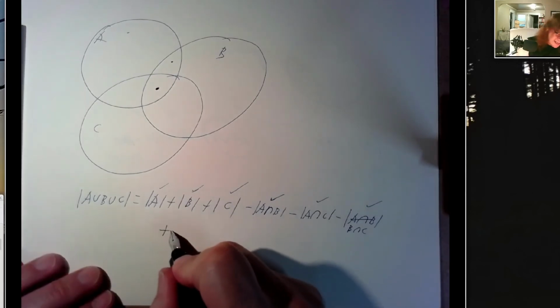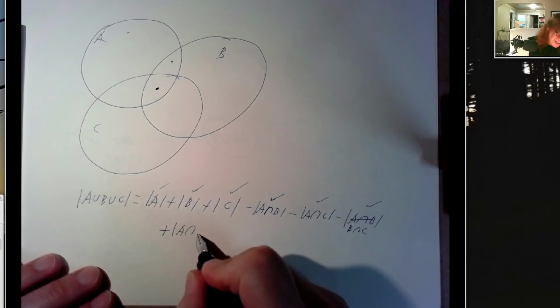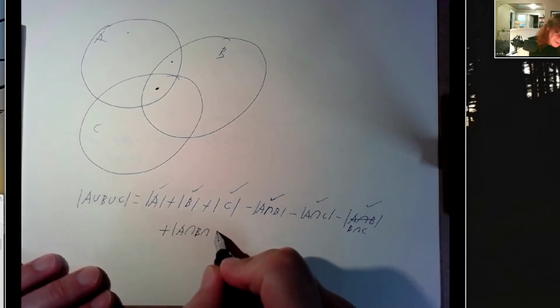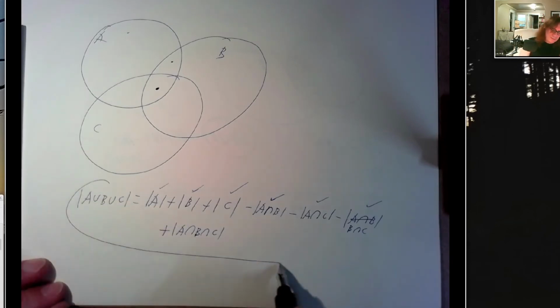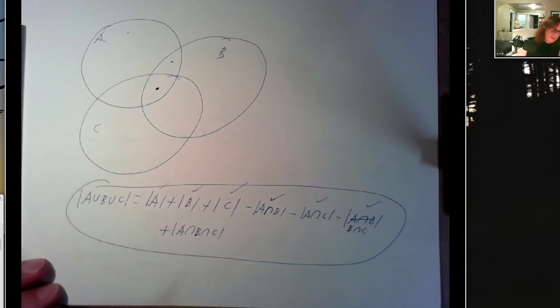So we have to add the size of the intersection of all three sets. And that's the principle of inclusion-exclusion for three sets. It's hairy, but it works. All right? And if we accept that, and we'll see this again in a later unit, if we accept this fact, then we can solve our last part of our problem pretty easily.